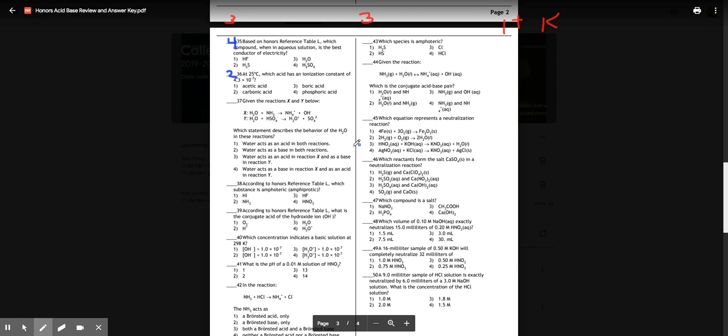What happens to H2O in these two reactions? Okay, in the first one, H2O becomes OH minus. What happened? It gave away a proton, so that is a Bronsted-Lowry acid. In the second one, it gains. See how we went from H2O to H3O plus? It's gaining. So water acts as an acid in X and a base in Y. So that's choice 3, which is amphoteric or amphiprotic. That means you can act as either a Bronsted-Lowry acid or base, meaning if you're looking at honors table L, it's on either side. You'll find it under the column for acids and under the column for bases.